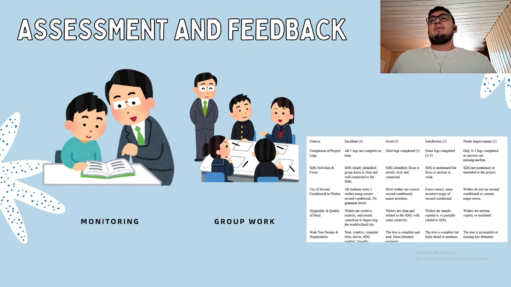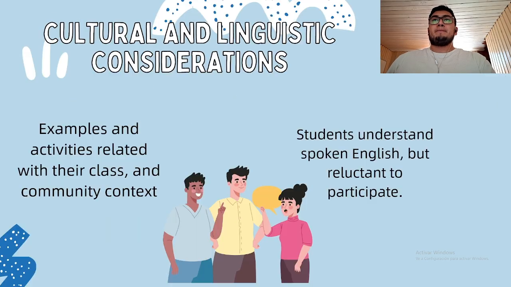So, as an assessment and feedback that I gave, the most important is monitoring and talking to them. And also, for the assessment, I use group work. In this image, I have an example of a criteria that I use for lesson number 5, where they have to create a wish tree about different topics on the activity of SDGs and the second conditional.